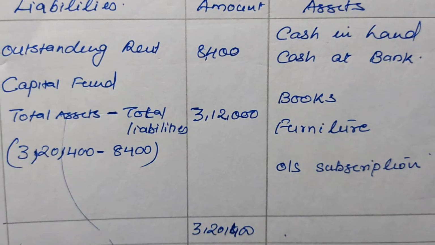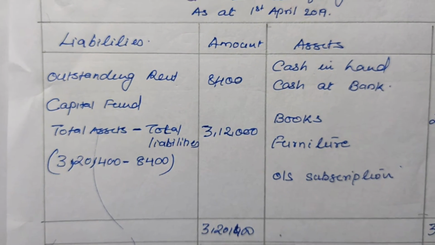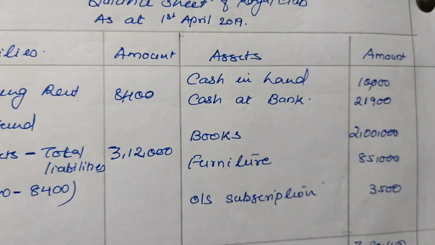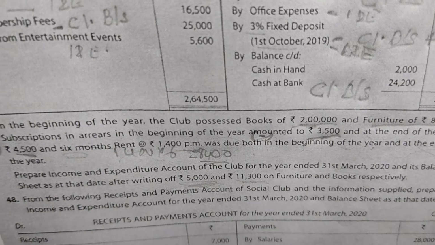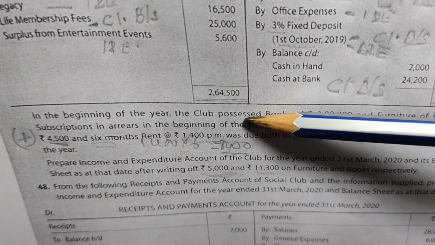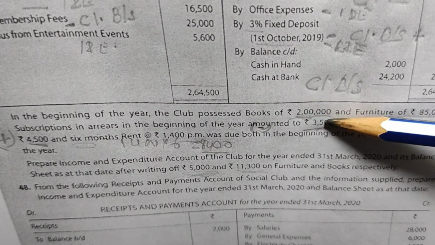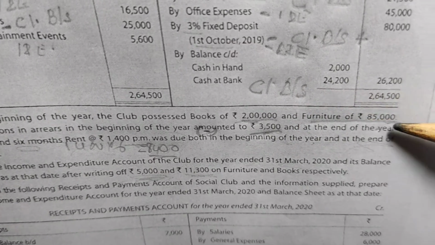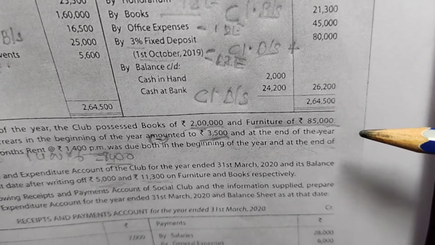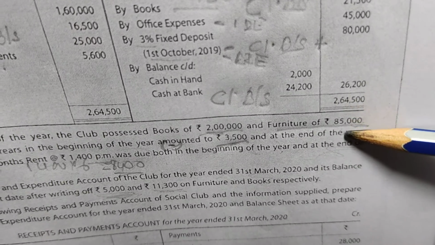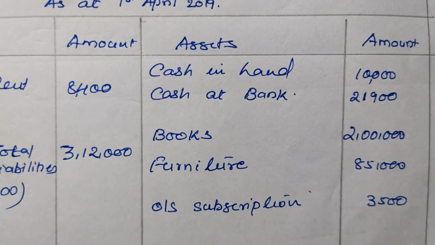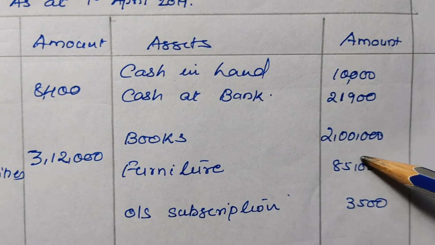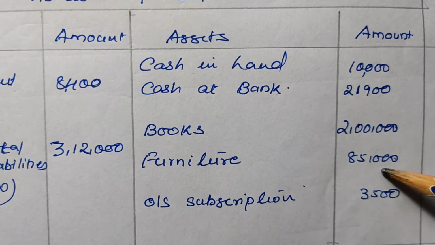Then from the adjustments you have to shift all the assets to the opening balance sheet. Let's see the adjustment here. It is given that in the beginning of the year the club possessed books of rupees 2 lakh and furniture of 85,000. So here we have transferred books 2 lakhs and furniture 85,000.